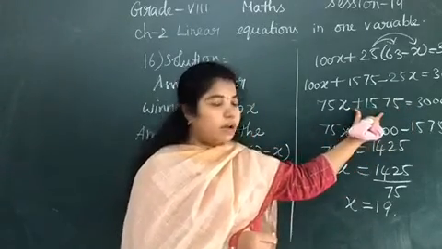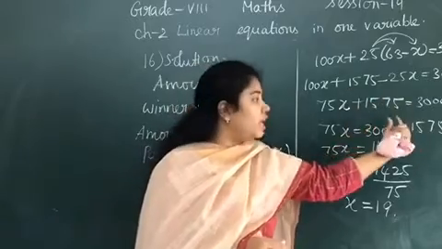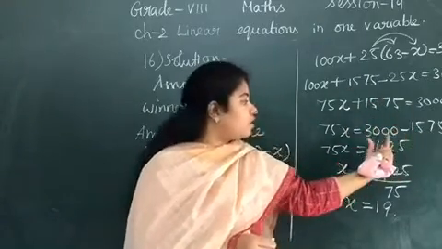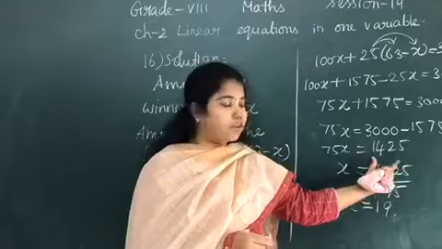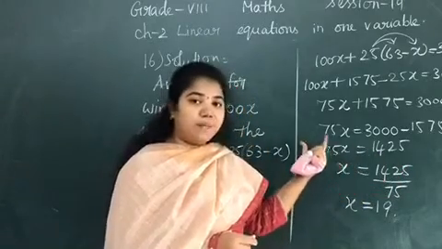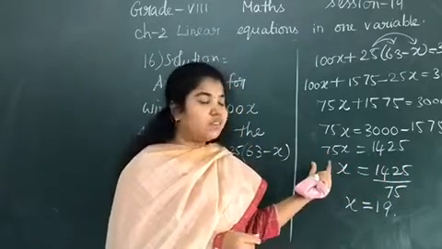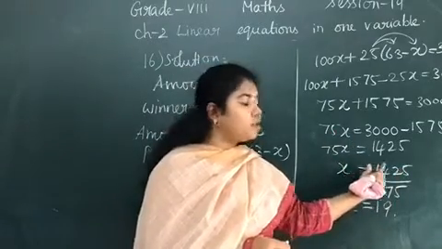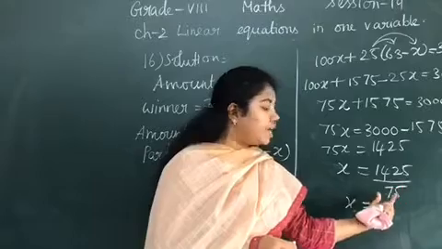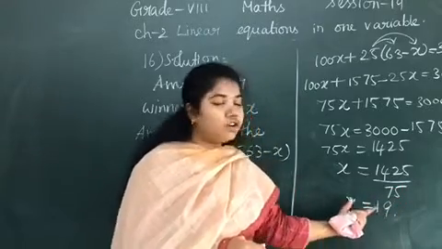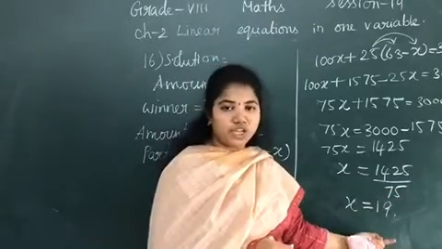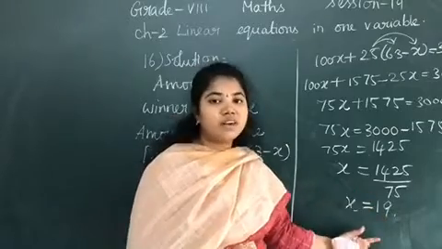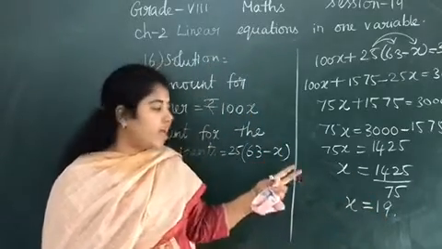Take this plus 1575 to that side, it becomes minus. If you subtract, you will get 1425. Now 75x is in multiplication in LHS. If you take it to RHS, it will be division. So x is equal to 1425 divided by 75. So x is equal to 19. If you divide, you will get 19. You can check at home. Now 19 winners are there in the competition. You have arrived at the answer.